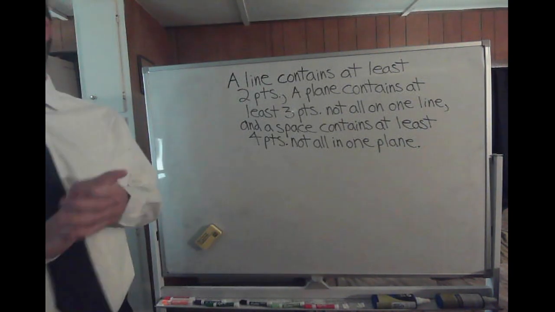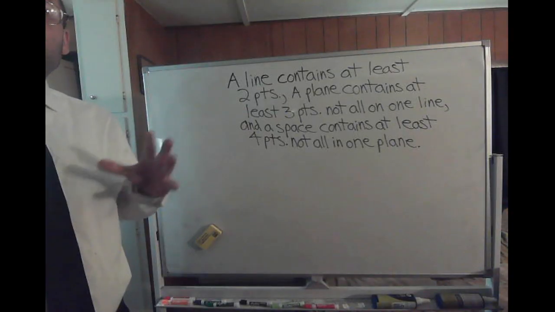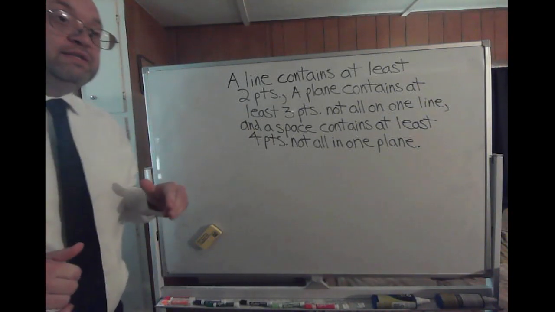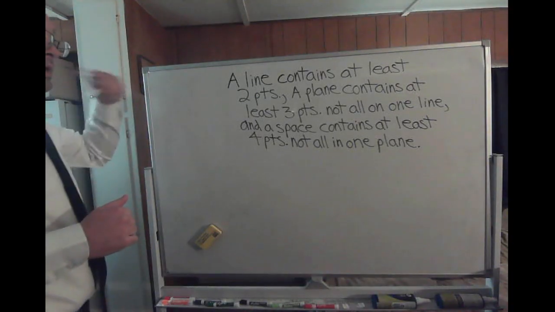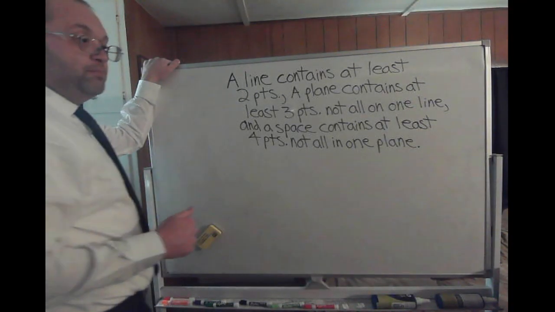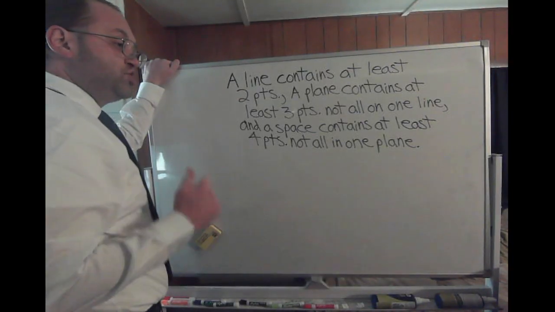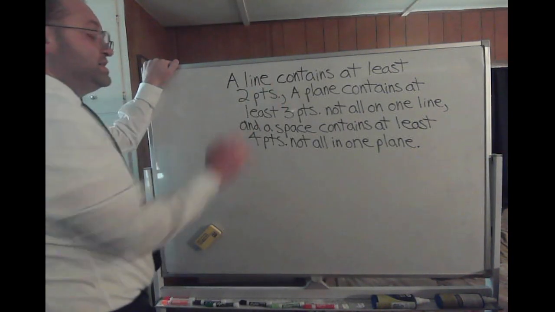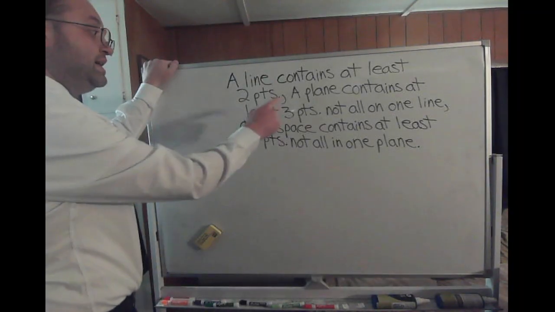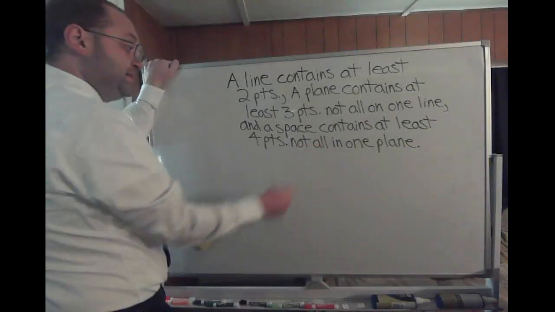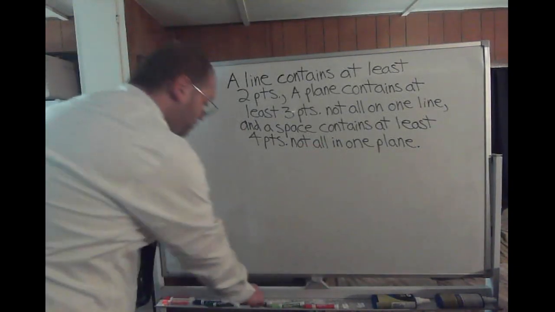So today we are going to talk about some postulates and some theorems relating to points, lines, and planes. So here we have our very first postulate. It really has no name, but it is a geometry postulate. It states that a line contains at least 2 points, a plane contains at least 3 points not all in one line, and a space contains at least 4 points not all in one plane.